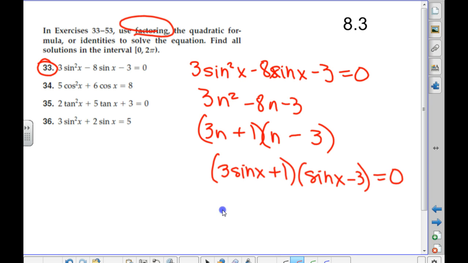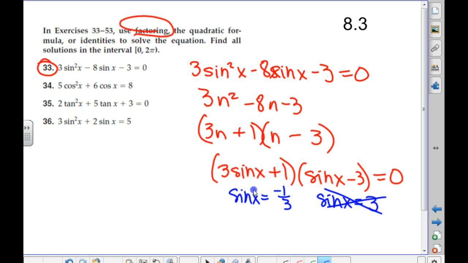Everybody okay? Now, if I set this one equal to 0, I'm going to get the sine of x is equal to what? -1/3. Okay? If I set this one equal to 0, I'm going to get the sine of x is 3. Picture your sine graph. Max and min. Does it ever hit 3? No. The relationship between a leg and a hypotenuse, if we think of that definition of sine, can never be greater than 1. So this one doesn't have a solution.